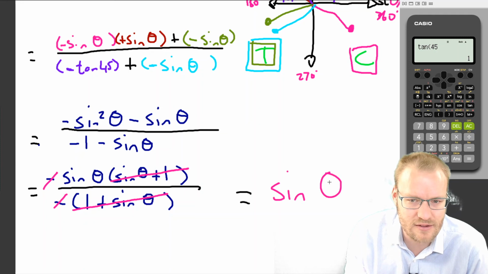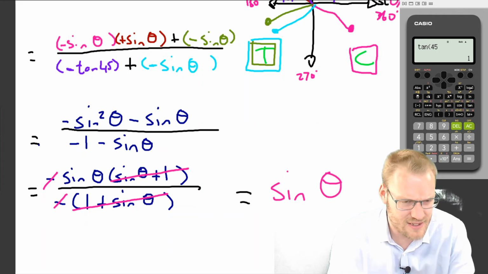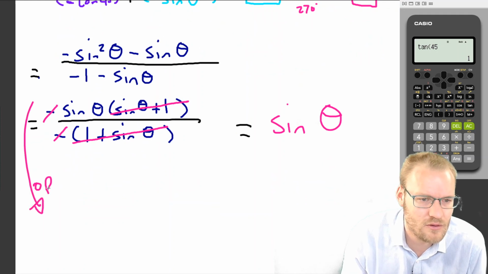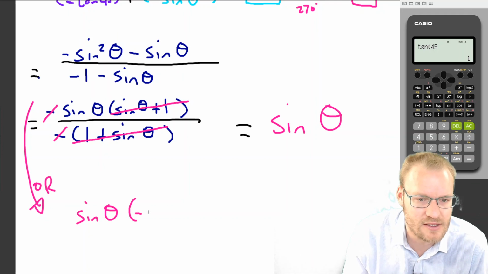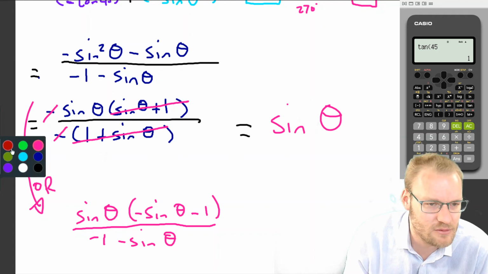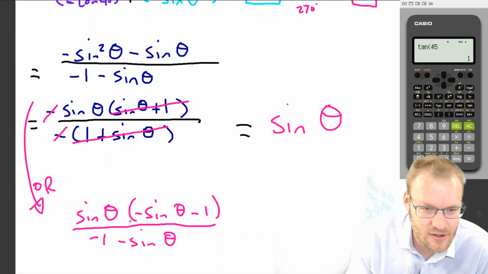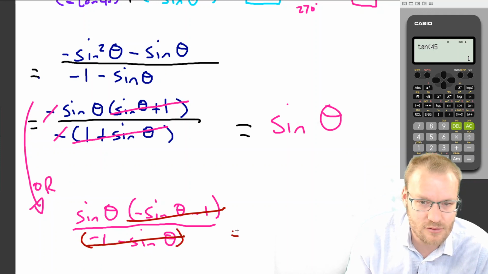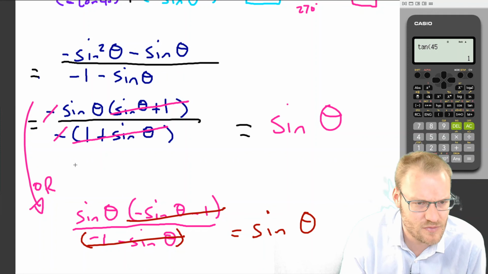Just sine theta. As I said, I just want to jot this down in case you had done it this way: you might have said that our common factor was sine theta, so the numerator is sine theta times minus sine theta minus 1, and on the denominator you left it as is, minus 1 minus sine theta. That would have actually probably been a lot easier, wouldn't it? Because you would have said, well, that's the same as that whole thing, and you would have equalled sine theta. So either or.